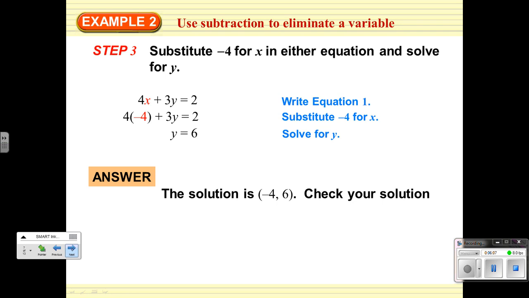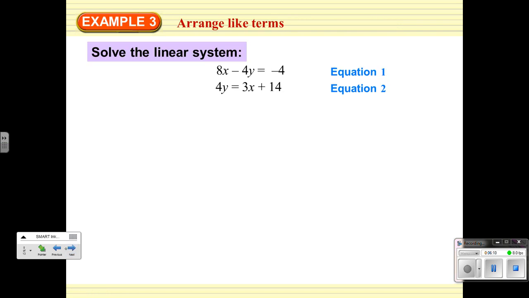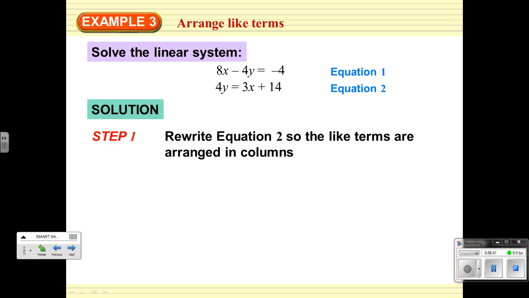Okay, so let's go ahead and look at this next system. We have a big jumbled mess here. We have 8x minus 4y equals -4, and we've got 4y equals 3x plus 14. Well, I can't do anything with this until I can get my terms lined up where I could actually add them together with the equal signs lined up. That's what we want to do. So I want to take that bottom equation and arrange it like equation 1.